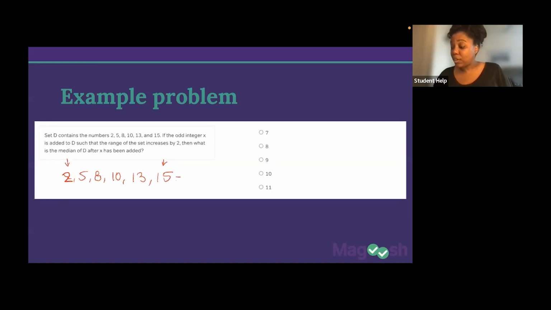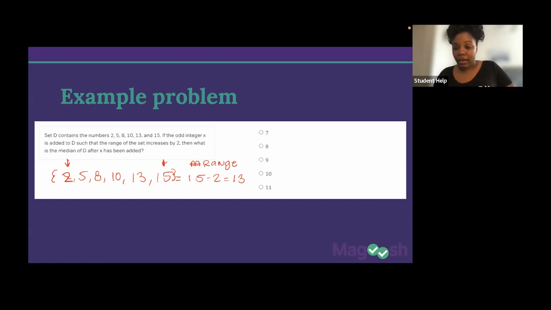So in our original set D, right, this is our set. In our original set, what would the range be? What would the range of this set be? 13, good. Because 15 minus 2, right? Biggest number minus smallest number is 13, okay?